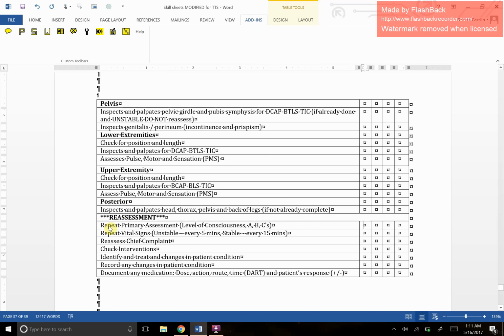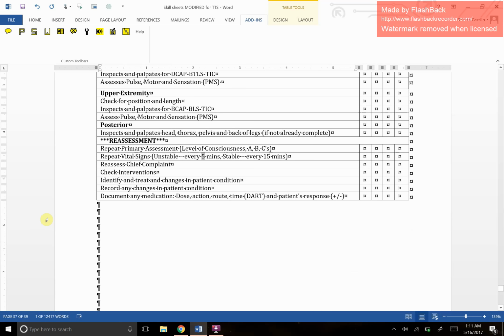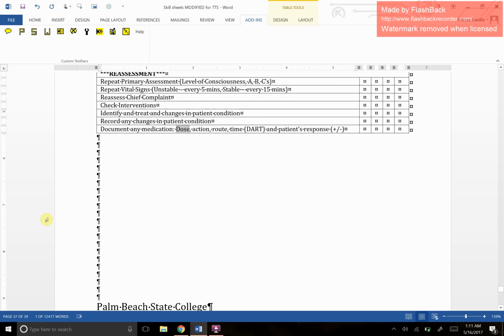Reassessment. Repeat primary assessment, level of consciousness, ABCs. Repeat vital signs, unstable every 5 minutes, stable every 15 minutes. Reassess chief complaint. Check interventions. Identify and treat any changes in patient condition. Record any changes in patient condition. Document any medication, dose, action, route, time, DART, and patient's response.